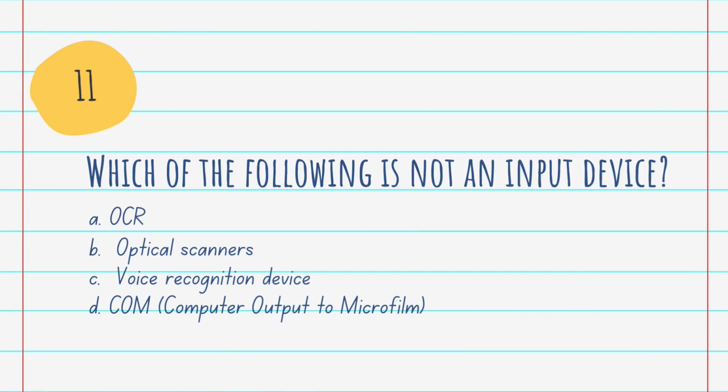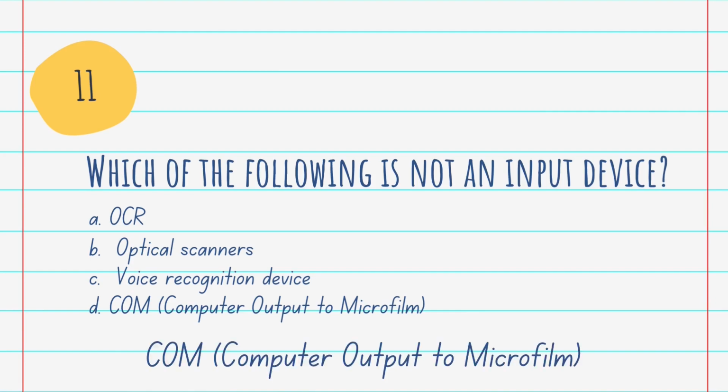Question number 11. Which of the following is not an input device? A. OCR, B. Optical scanners, C. Voice recognition device, D. COM, that is computer output to microfilm. Answer is COM, that is computer output to microfilm. An input device in computing is a piece of computer hardware equipment used to supply a data processing system, including a computer or information appliance, with control and data signals.